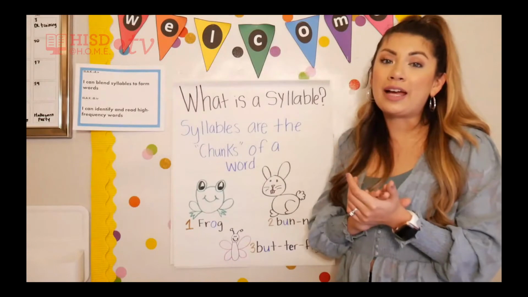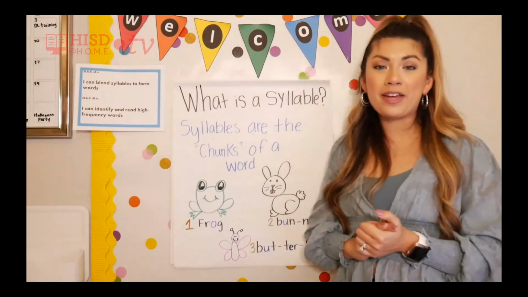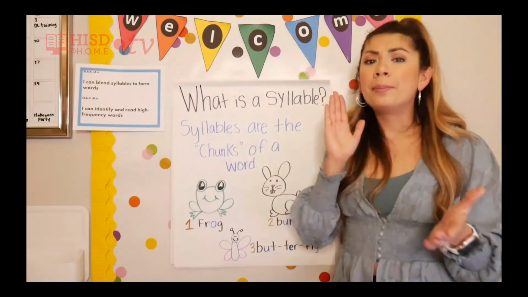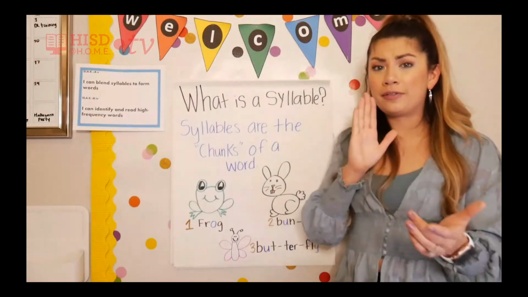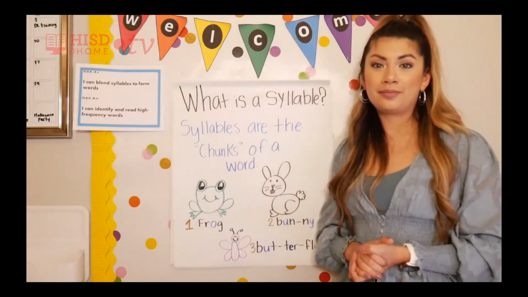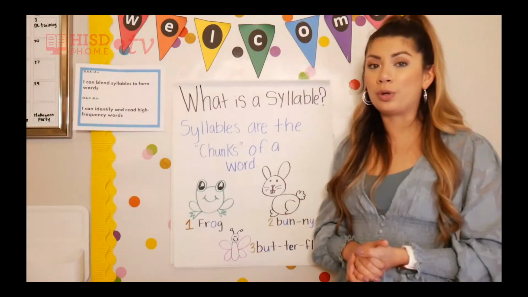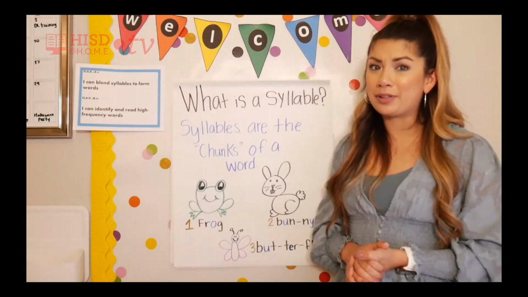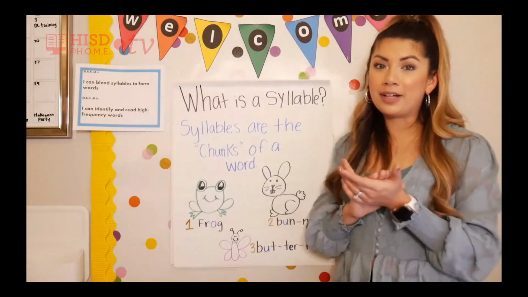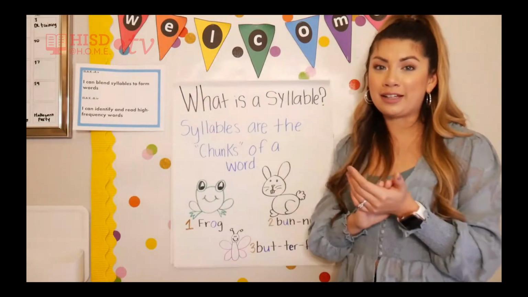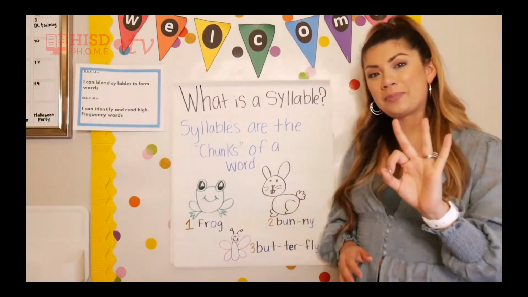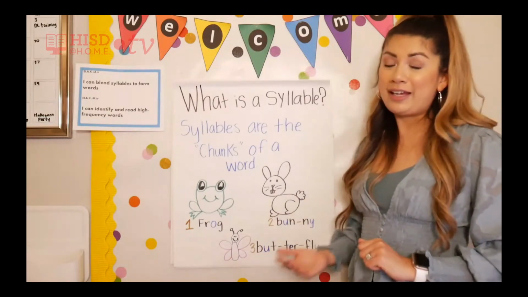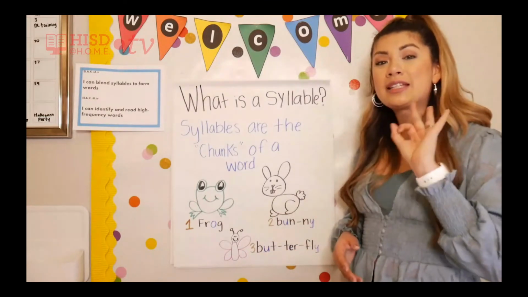Butterfly. How many times did I clap there? Let's try it again. Butterfly. How many syllables are there in the word butterfly? How many times did I clap? Butterfly. 3 times. That means that the word butterfly has 3 syllables.